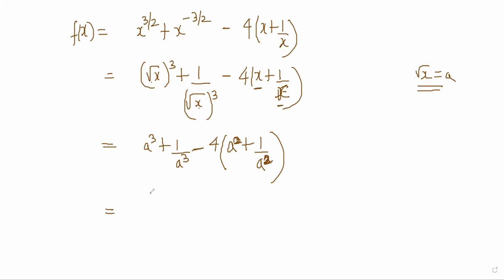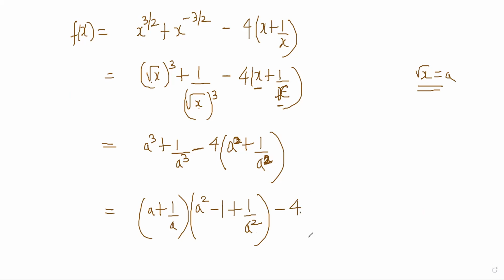Then we can write it like this: (A plus 1 by A) times (A square minus AB, so which is 1 plus 1 by A square), minus 4 times (A square plus 1 by A square plus 2). I have done a minus 8 here, so I should add plus 8, right? So then I can take common.